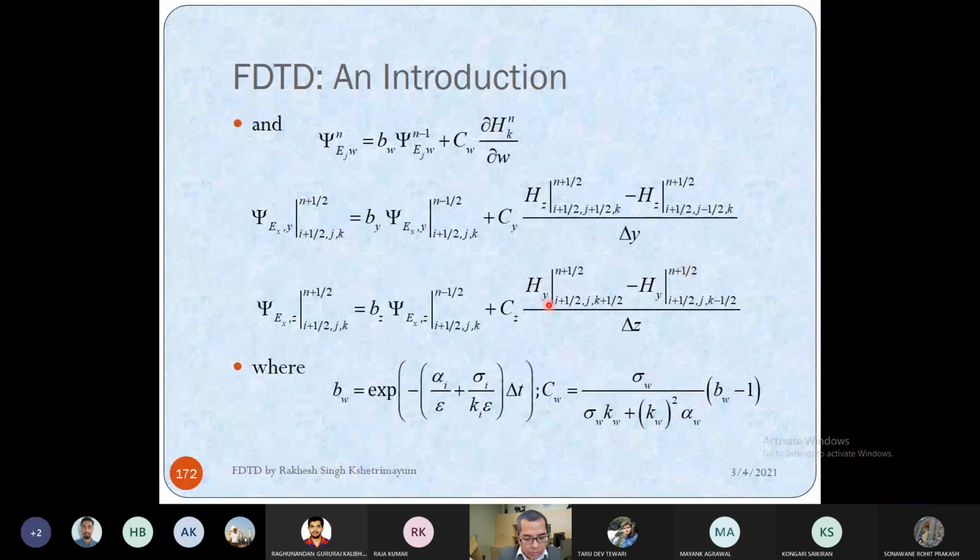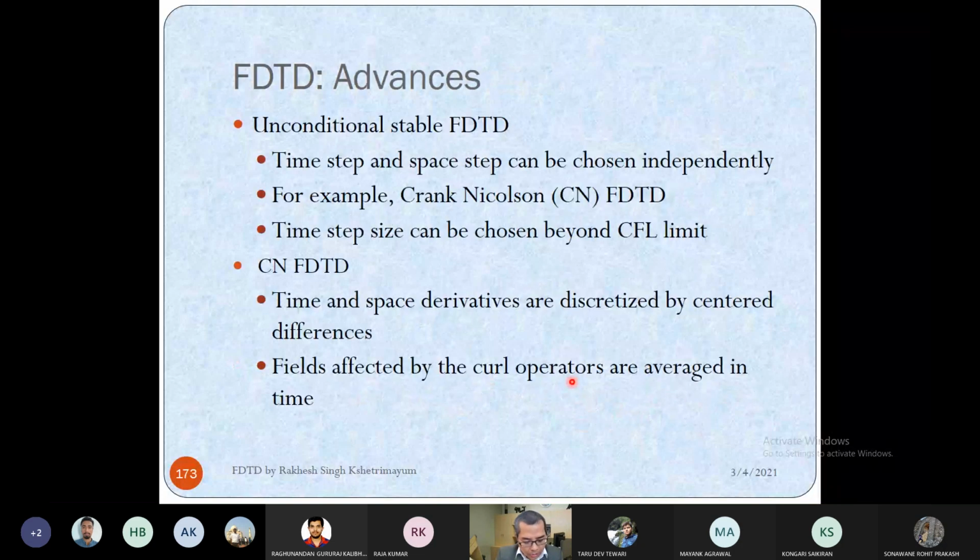So everything makes sense here. So what are these constants here? We have defined bw as exponential of minus (alpha_i by epsilon plus sigma_i by k_i epsilon) delta t. Cw was sigma_w times (bw minus 1) divided by (sigma_w k_w plus k_w square alpha_w). So these are material dependent parameters. So that's all about the FDTD program.